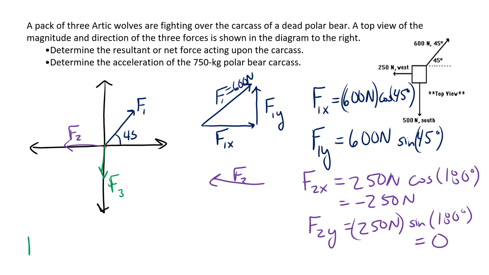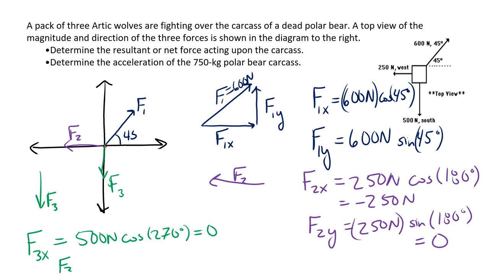And then force 3, we look at the picture. Force 3 is drawing down, so you can already see that there's going to be a 0 x component. But if you want, you can use the 270 degrees and say force 3x is equal to 500 newtons times cosine of 270, which shouldn't be too surprising, is going to equal 0. And force 3y is going to equal 500 newtons times the sine of 270, which should give us a negative 500.